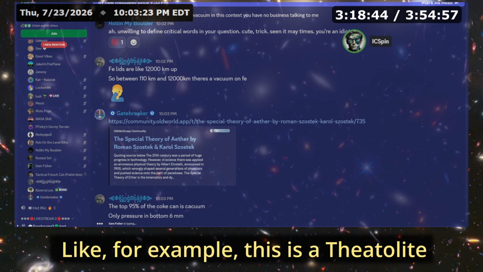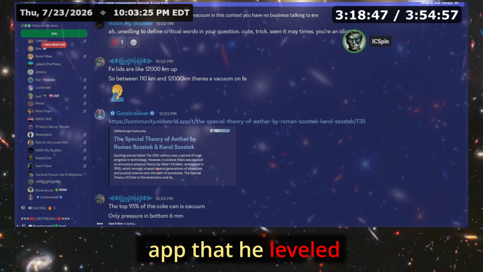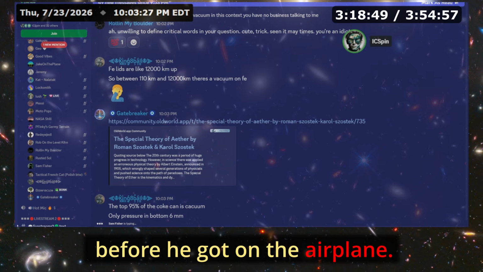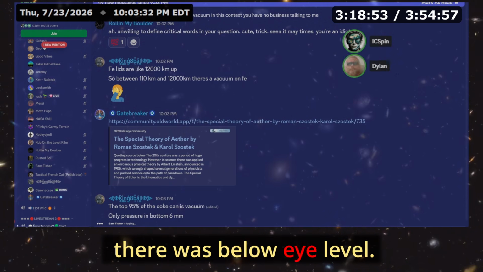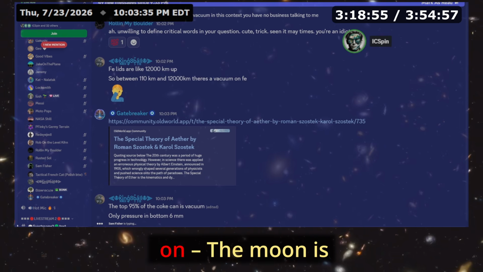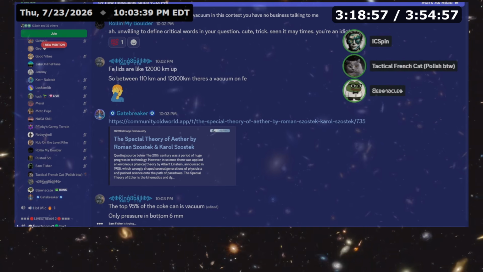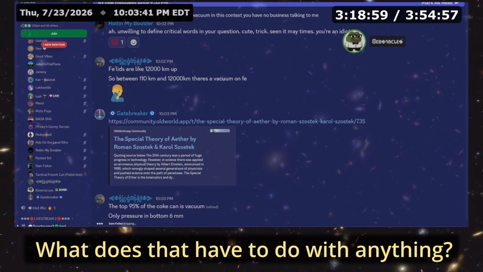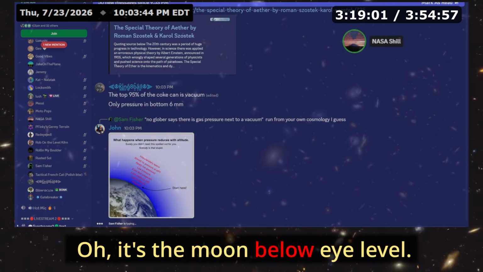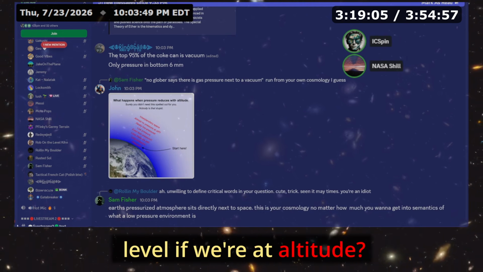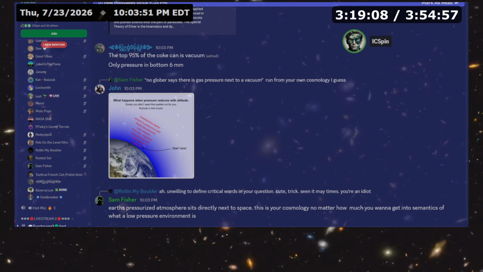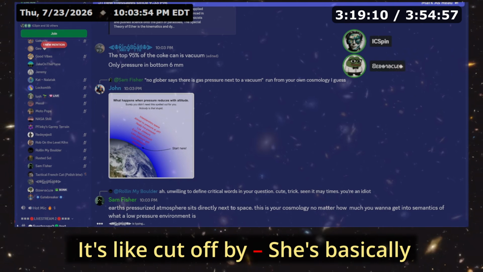Well, I try to pull it back to basic things. For example, this is a theodolite app that he leveled before he got on the airplane. They went on the airplane, and lo and behold, he looked out his window, and the moon was below eye level. That's hard to explain on a flat Earth. The moon is below eye level. What does that have to do with anything? It's right here, cut off by an optical argument.